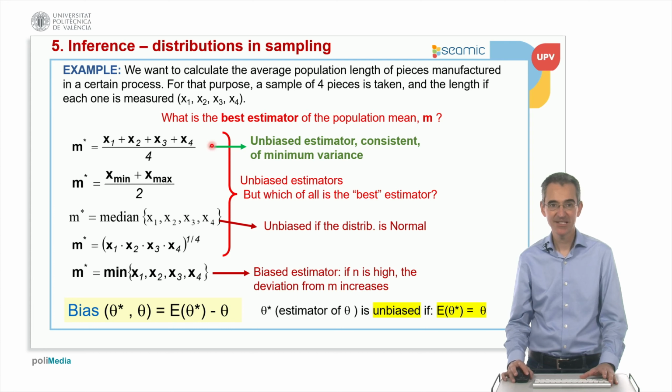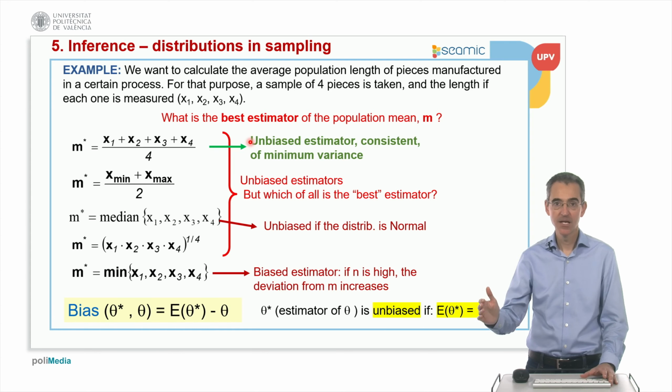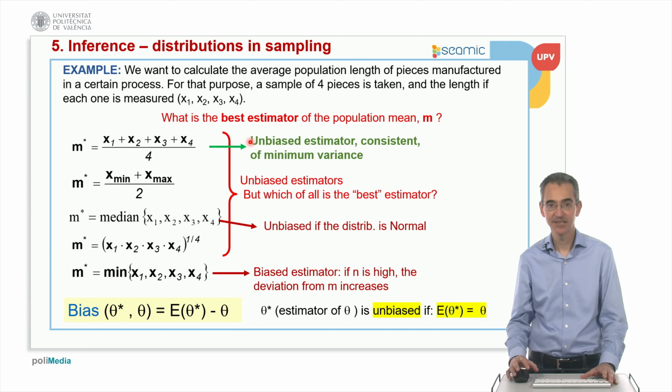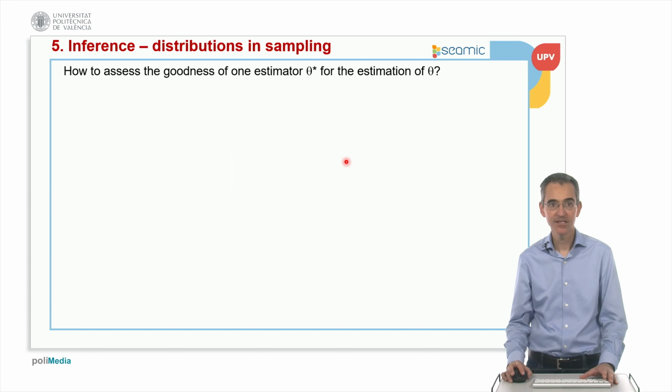Well, the best is this one. The best is the one that is unbiased, consistent, and also of minimum variance. So it's not enough that the estimator is unbiased. There are other conditions: being consistent and of minimum variance, which I will explain in the next slides. Okay, good. So how do we assess the goodness of one estimator?